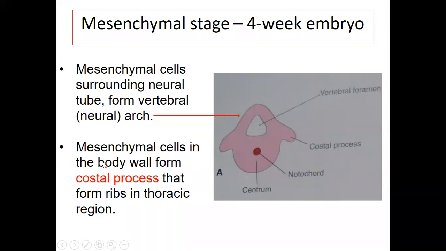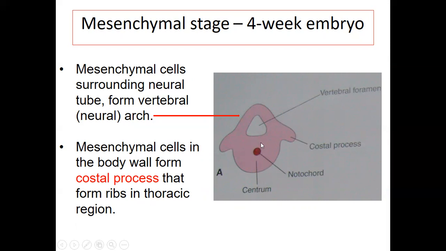And then the mesenchymal cells in the body wall form the costal process that forms the ribs in the thoracic region.